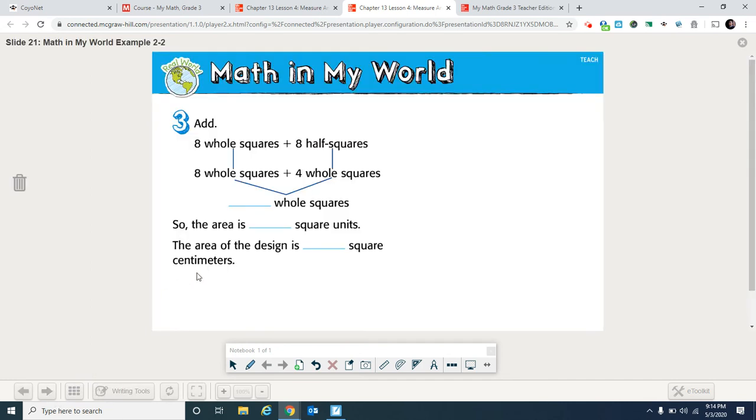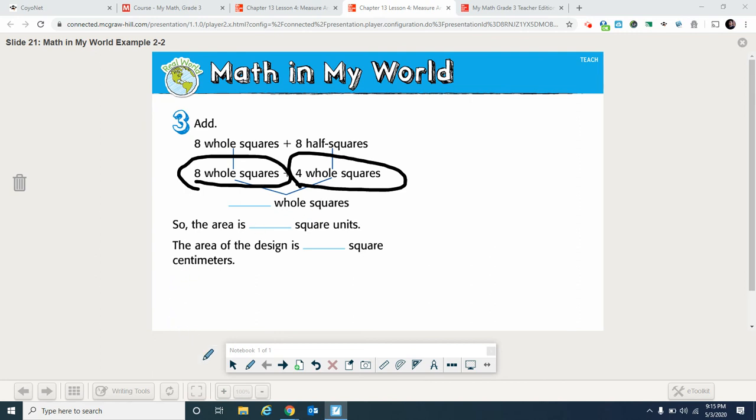The third step is we need to add the 8 whole squares and 8 half squares. So we have 8 whole squares right here, and then four whole squares, because 8 halves is equal to 4 whole squares.